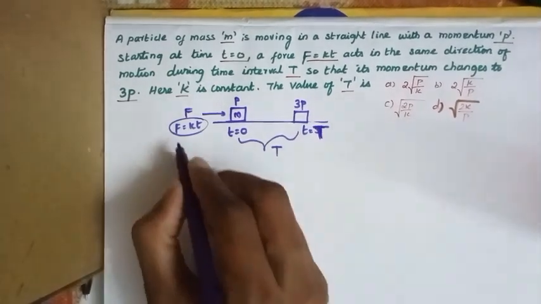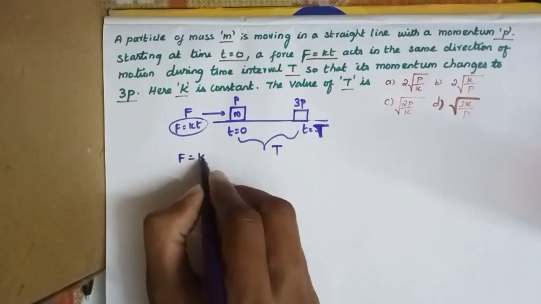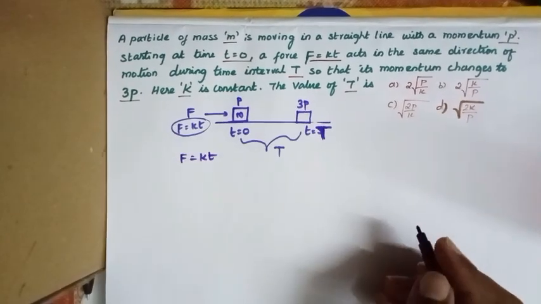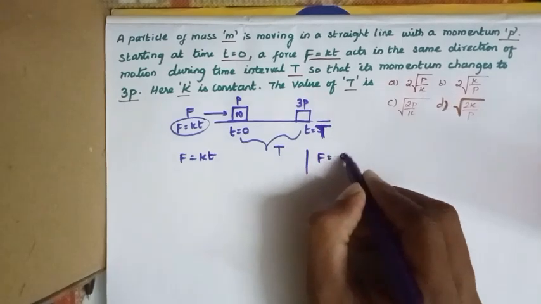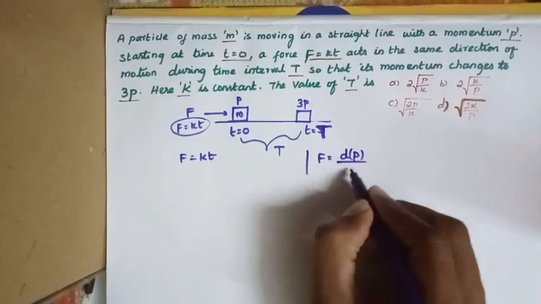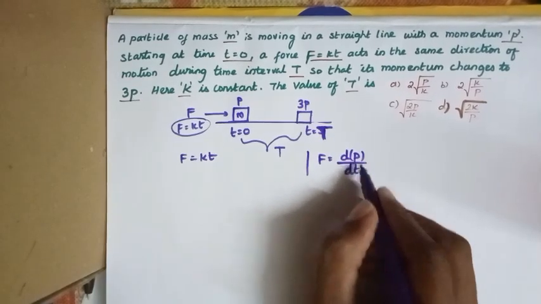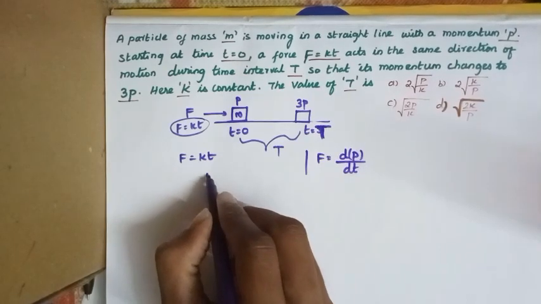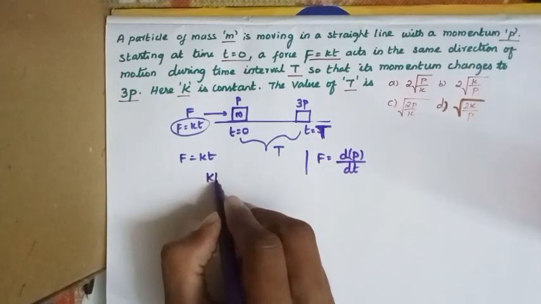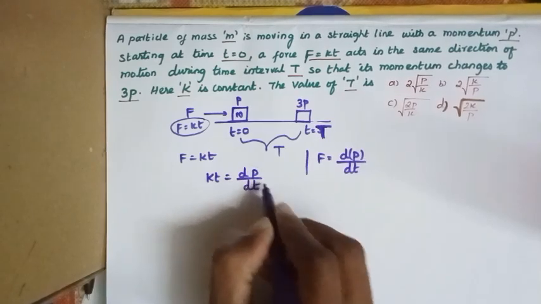Okay, so let's write the force equation. So we have F equal to k times t. So we know that from the second law of motion, force is nothing but rate of change of momentum. So let's use this equation here. We will get kt equal to dp divided by dt.